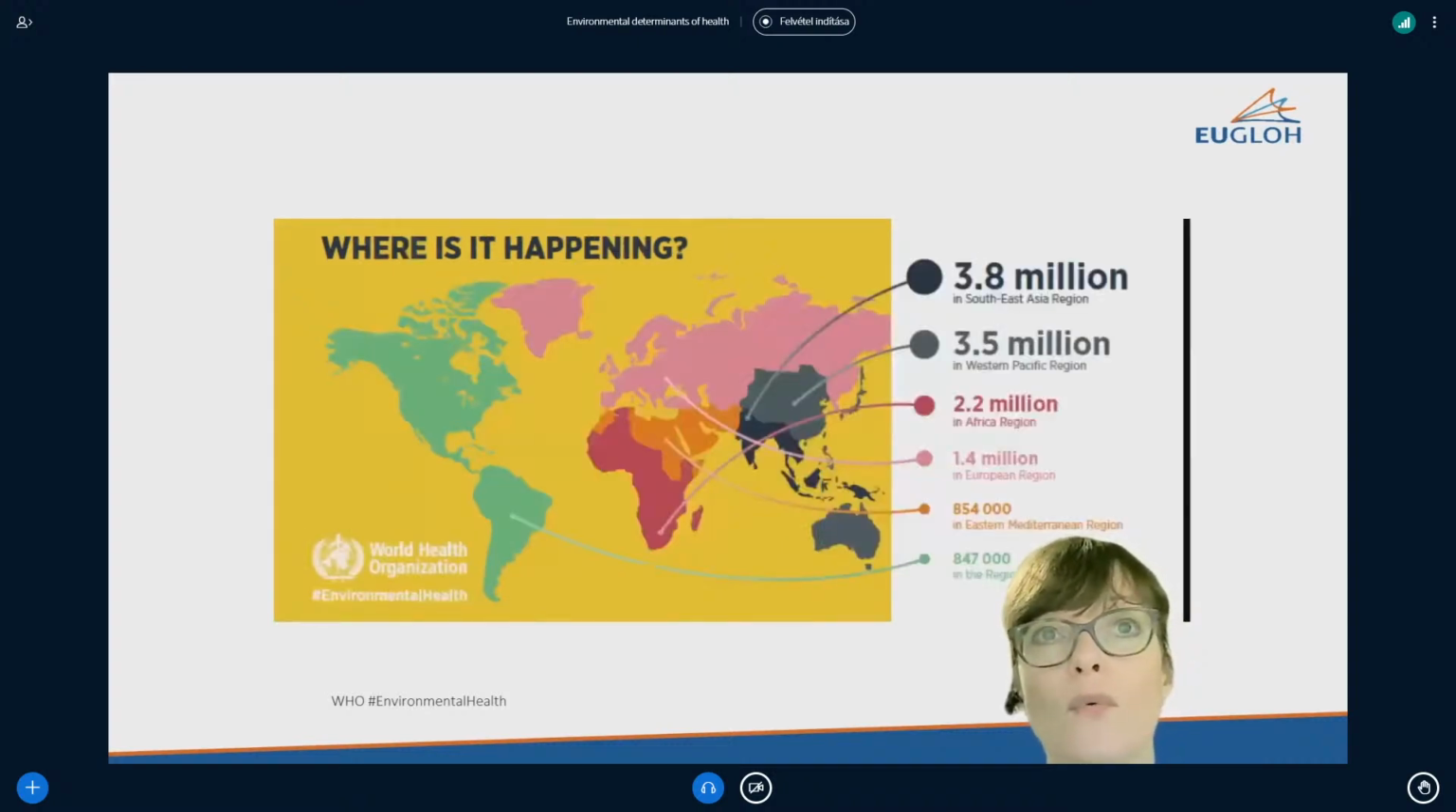When we ask where the environment causes most death, we find this information on the same WHO brochure. Most affected is the Southeast Asian and Western Pacific region, where also most people live on our planet. Followed by the African region. Europe ranks 5 with 1.5 million deaths a year attributable to the environment.